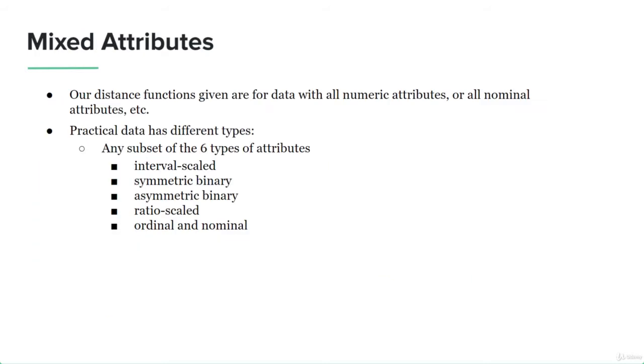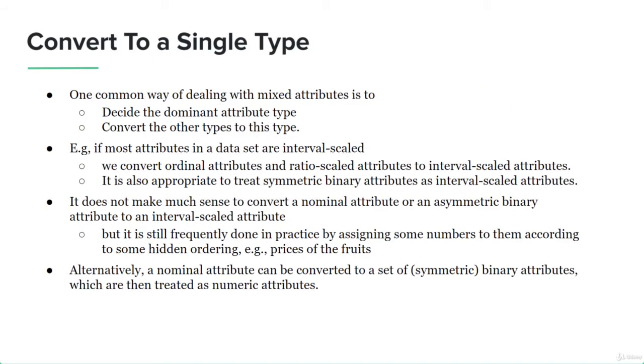We have seen so many different attributes and so many different functions to deal with them. So far we have seen the 6 types of attributes: interval scaled, symmetric binary, asymmetric binary, ratio scaled, ordinal, and nominal. Suppose you are given a data set; there is a very high possibility that you have all of these data types. So how do you deal with different attributes of the data?